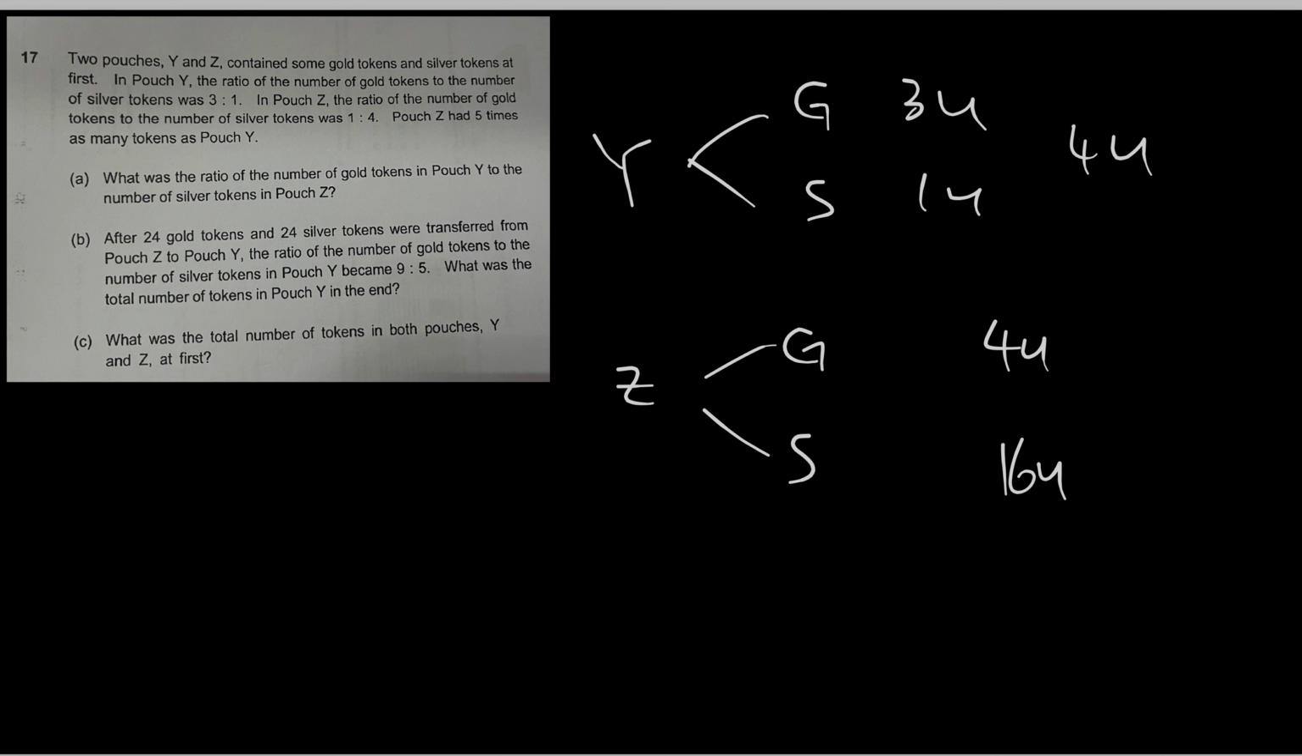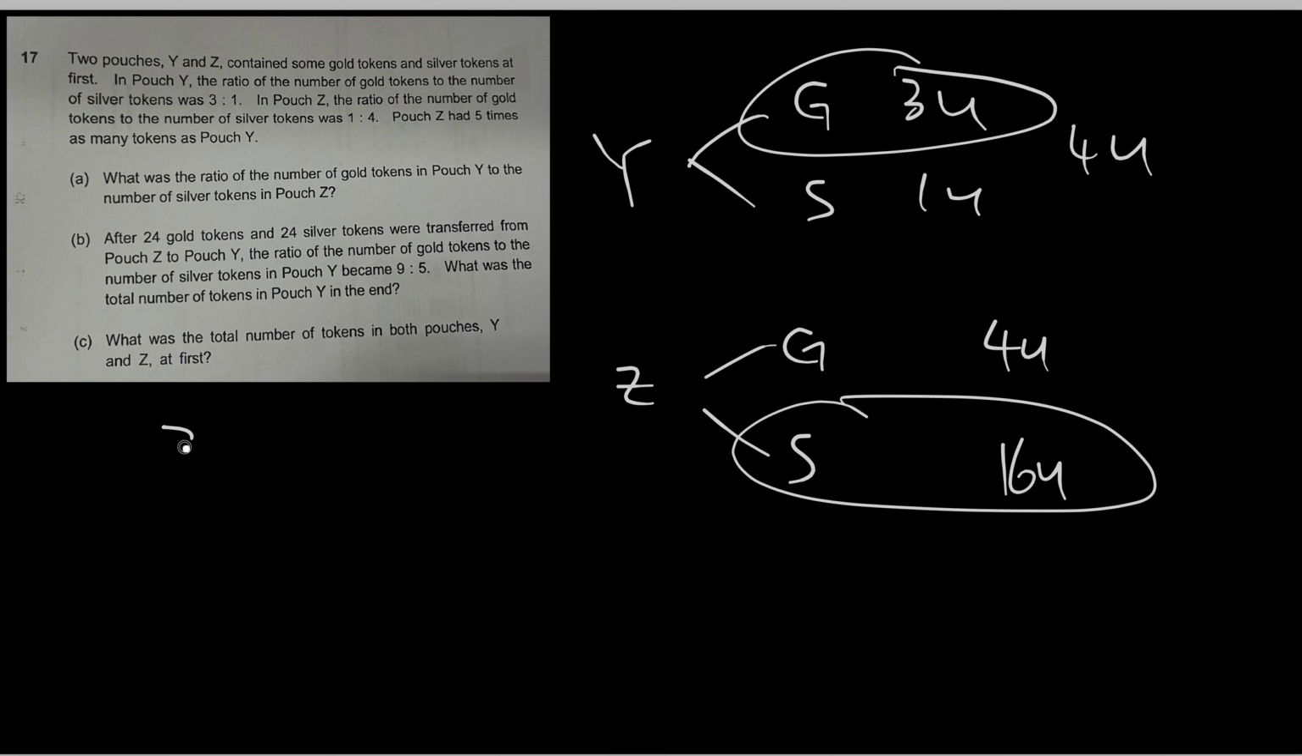Then the question should be very simple. What was the ratio of the number of gold? Gold is this one, right? To the number of silver. Silver is here, right? So it's 3 to 16 for part A. Does it make sense? Then it says after 24 gold tokens, it will transfer from Z to Y.